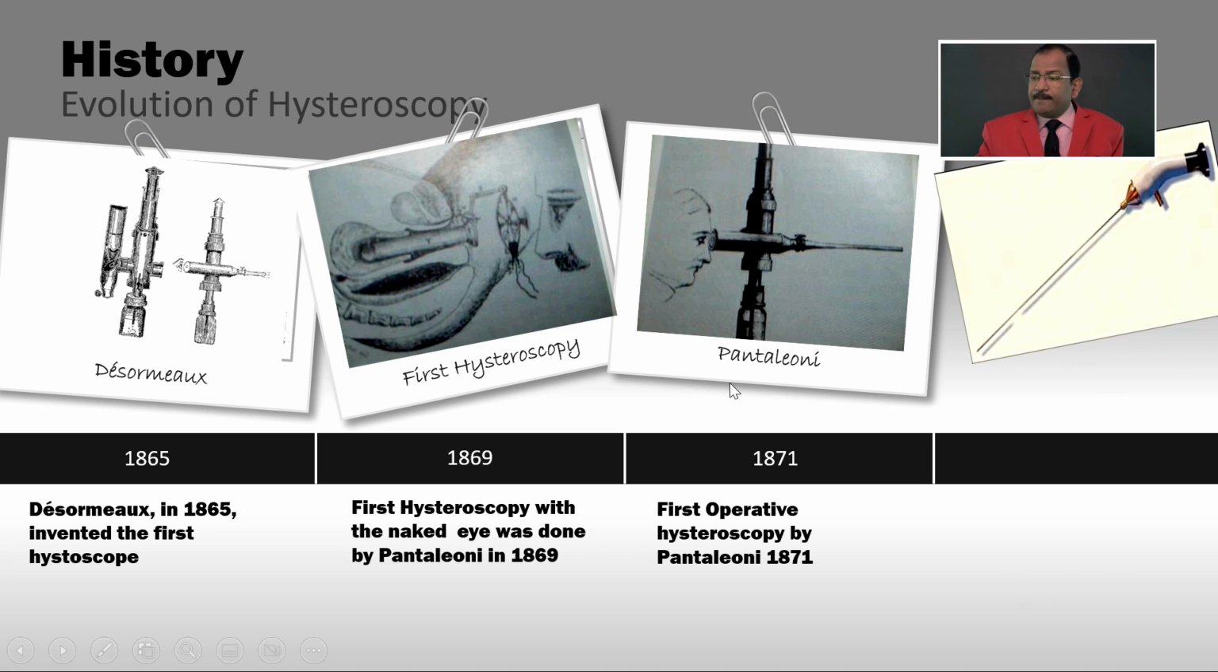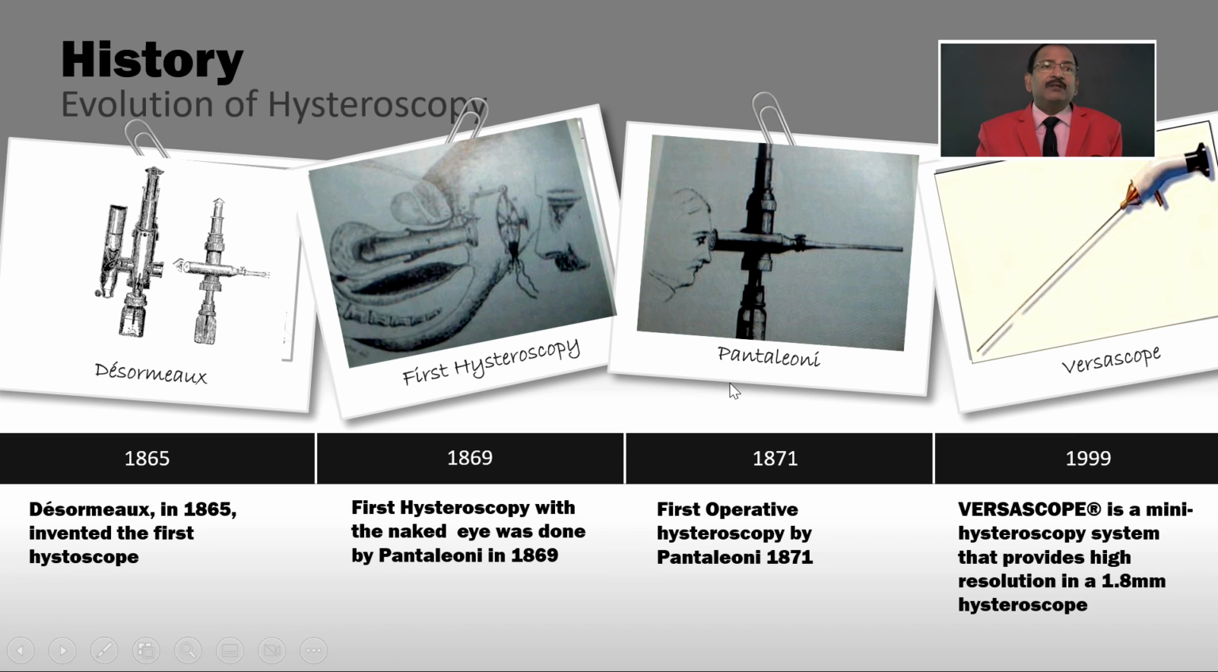Today we have a lot of inventions, a lot of new advancements in hysteroscopy. One of them is the Versascope. Versascope is a 1.8 mm hysteroscope, and with its sheath it is 2.2 mm. So even in a nulliparous woman, without dilatation, you can introduce this Versascope. And nowadays with a 4K high definition camera, you can have a very good view in hysteroscopy.